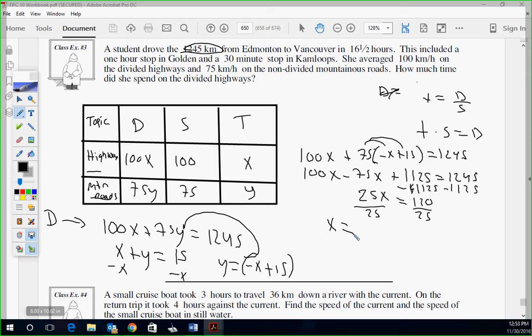Okay, and what do you get? 4.8. Okay, so x equals 4.8, so that means 4.8 hours she spent on the divided highway. So that means the most time driving was on the mountain roads.